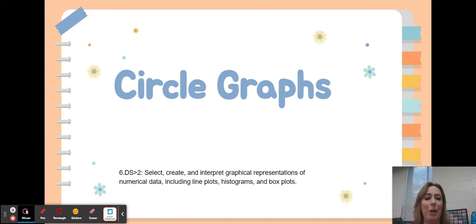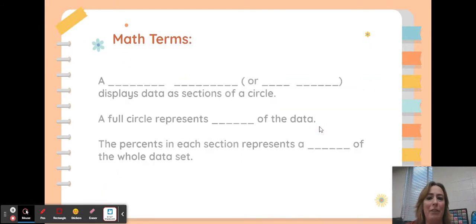This is Mrs. Oakley, and today we're going to look at Unit 1, Lesson 9, circle graphs. Now, I know you've seen these most likely in social studies or in science, and maybe even some in math. We're going to learn a little bit about them, just kind of touch the surface, and then you'll learn more about them next year. All right, so math terms.